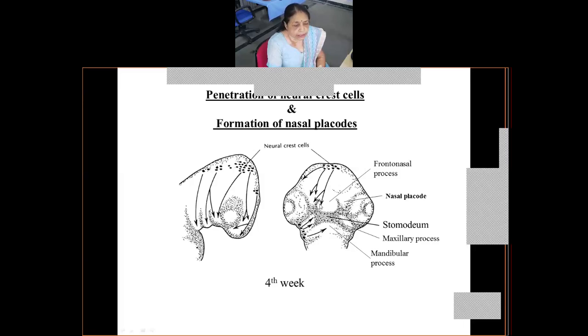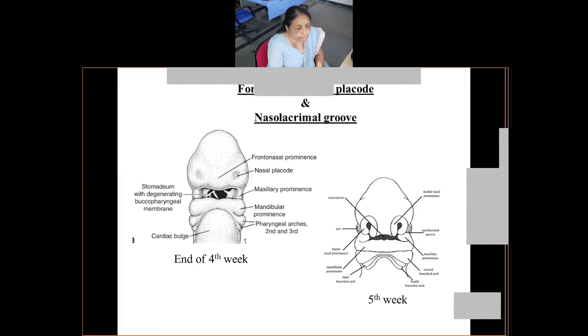Now, these neural crest cells, if there is any defect in their migration, then facial defects may develop. So, neural crest cells are very important for the formation of the face. Okay. Now, here you can see the frontonasal prominence, here is the maxillary prominence, and this is the mandibular prominence. And in between these prominences, there is the buccopharyngeal membrane.